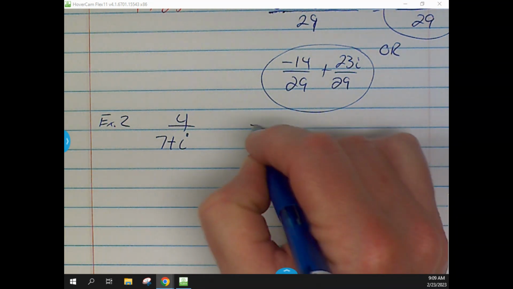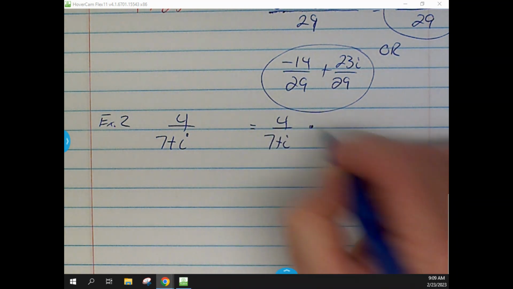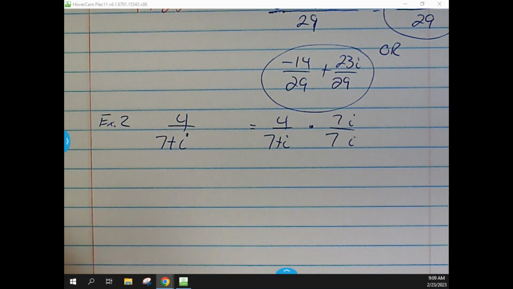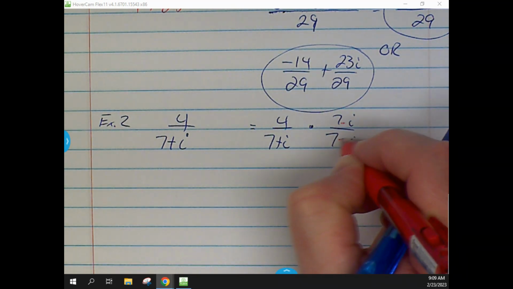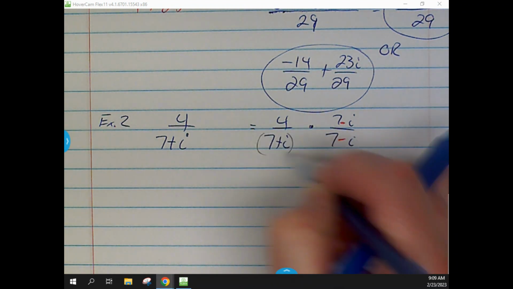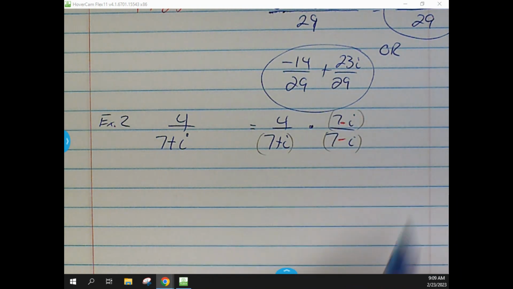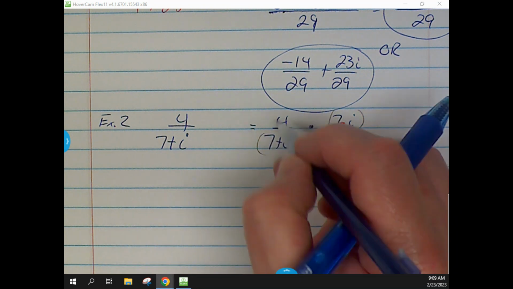All right, so very first thing, again, what we're going to do is take that 4 over 7 plus i, and multiply it by 7 minus i. And again, a lot of times on these, they're not going to put those terms in parentheses, so I would go ahead and put all those terms in parentheses. Even the 4, if you wanted to, you could. If it's just a number, you really don't have to, but if you want to put it there, you could.